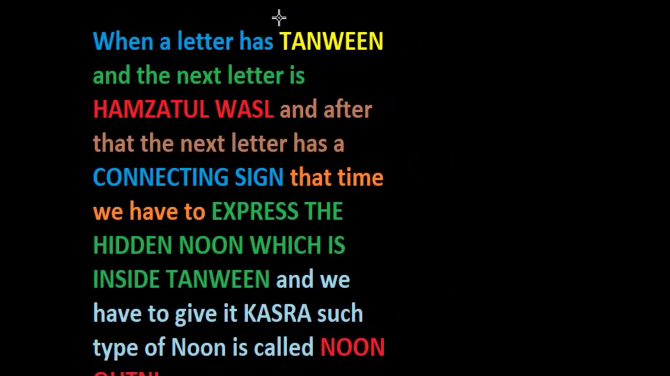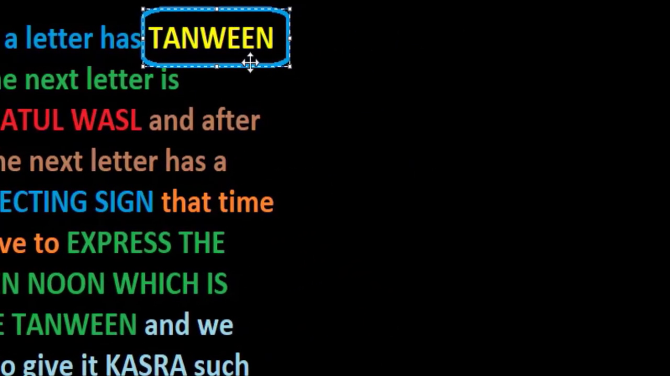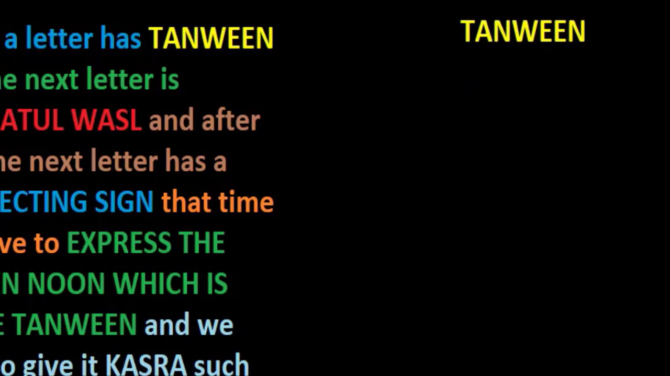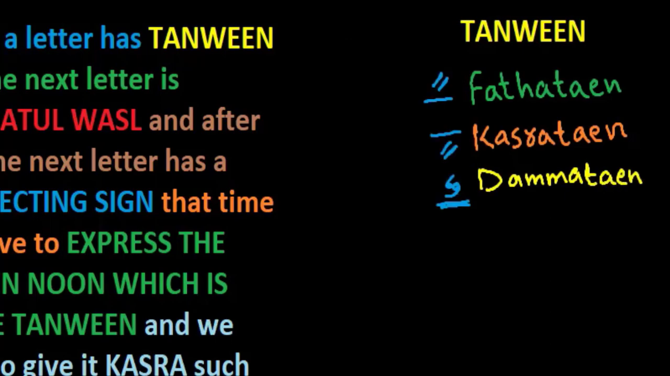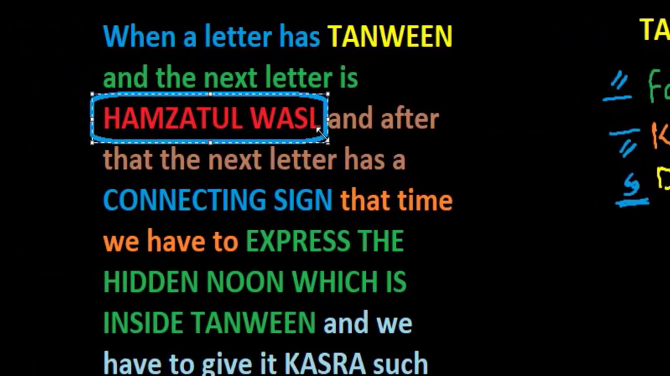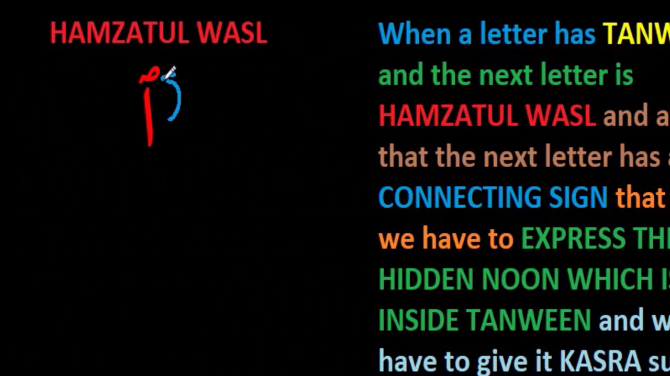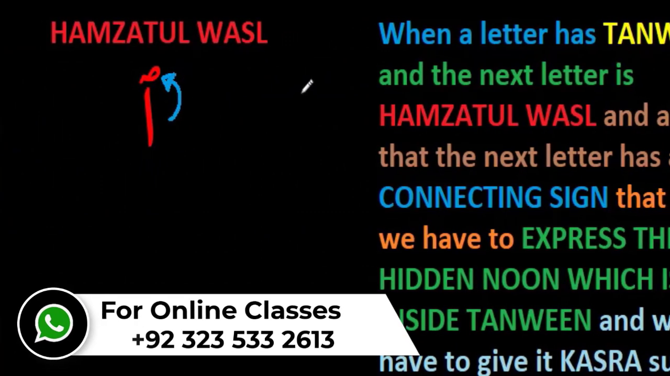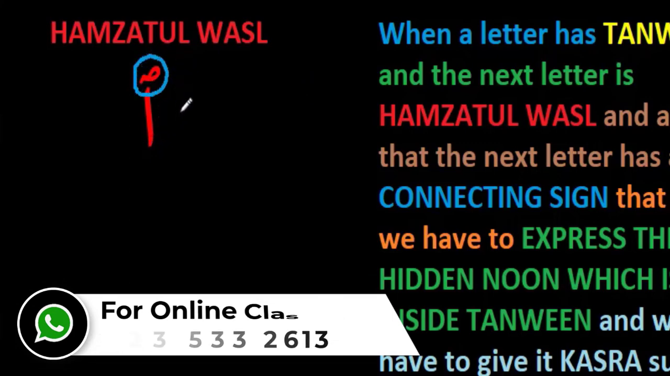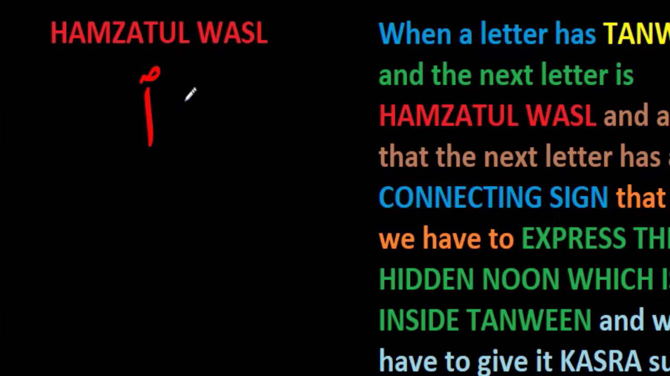Let's understand this statement. What is tanween? The word tanween means three signs, and these are fathatain, kasratain, dhammatain. Next thing, what is hamzatul wasl? Simply we can say such type of alif with special sign is called hamzatul wasl. Whenever you see that letter alif has such type of sign, it means this is a hamzatul wasl. But if you want to learn all the rules about hamzatul wasl, I have made a separate video about that, so you can find the link in the description.